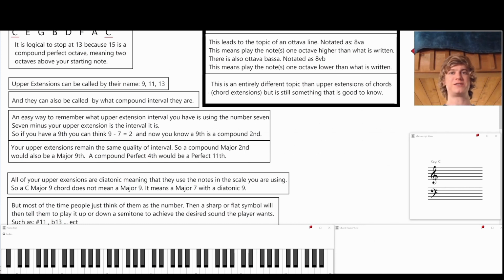Okay, now this just leads to the topic of an ottava line, notated as 8VA. This means you play the note or notes 1 octave higher than what is written. There's also an ottava bassa, notated as 8VB. This means you play the note or notes 1 octave lower than what is written. This is an entirely different topic than upper extensions of chords or chord extensions, but it's something that is good to know.